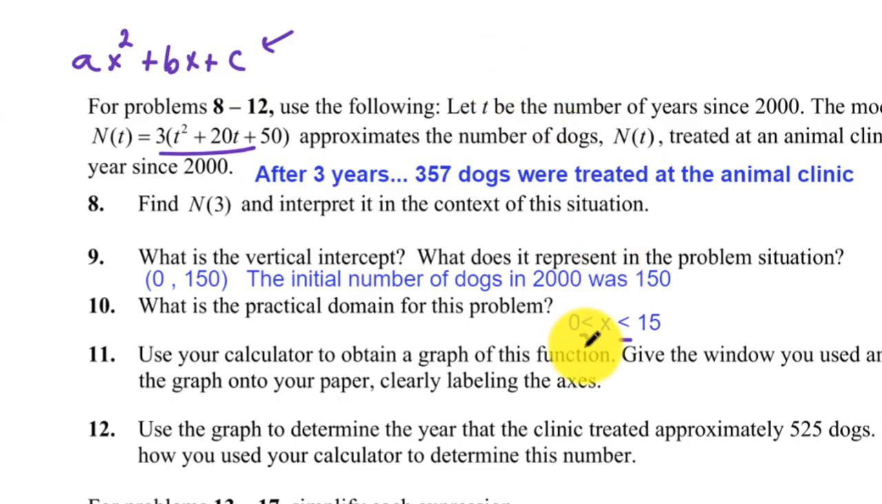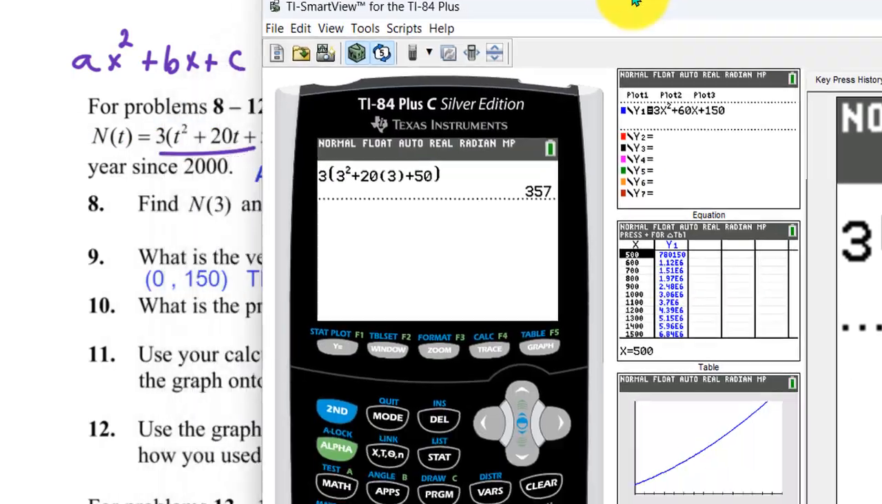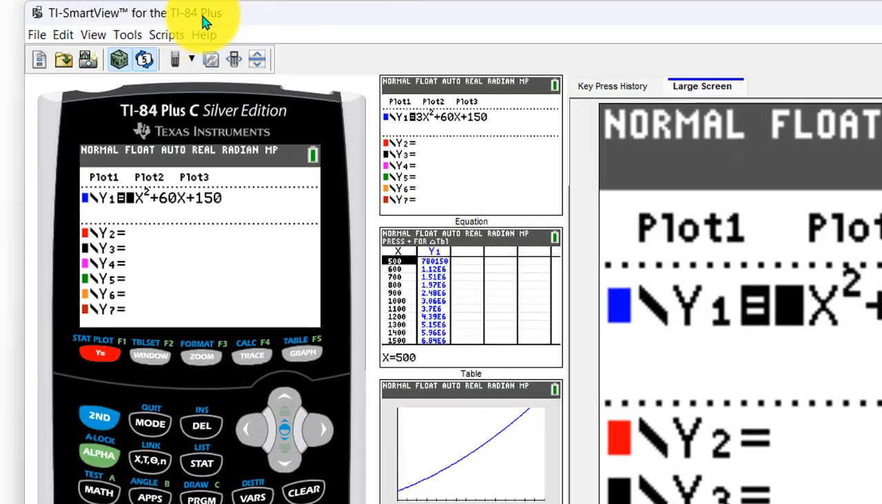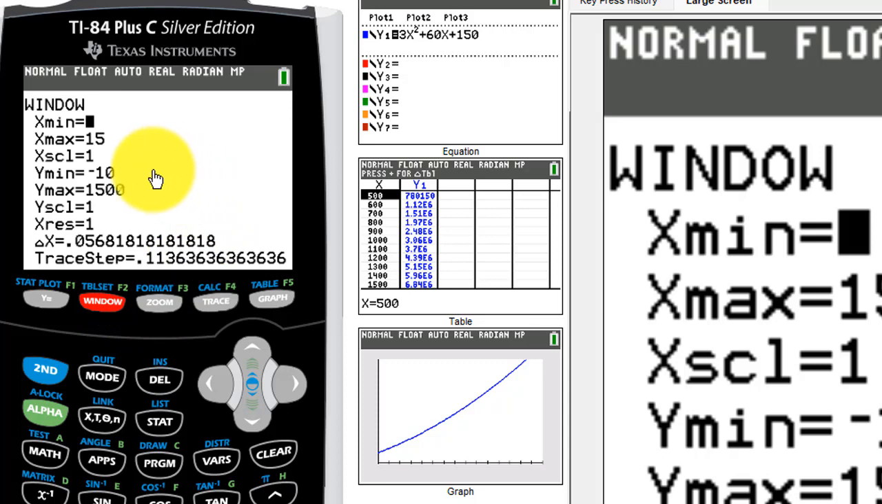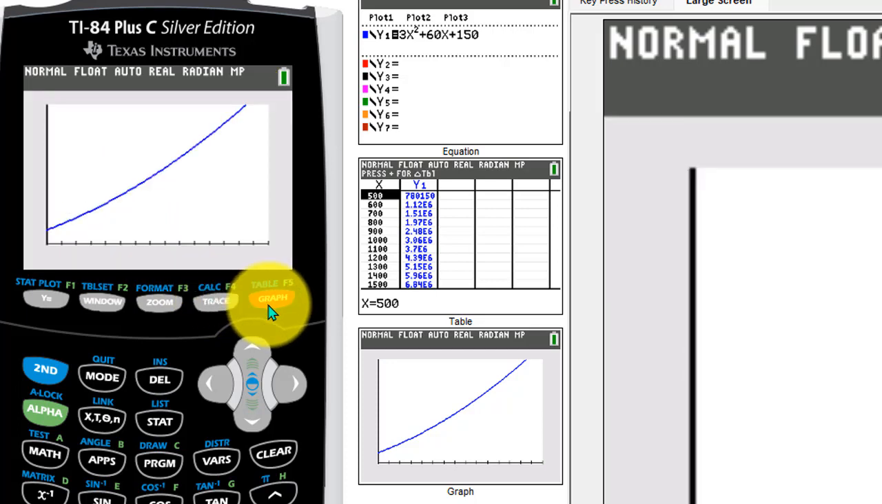All right, use your calculator to graph this function. I'm going to enter this into my y1. So I entered 3x squared plus 60x plus 150. And my window, I went from 0 to 15 years, and then from negative 10 to 1500. This is really my first stab at it. Now, you might say, why did I go negative 10? Sometimes I like to see what's happening below the x-axis. So I press graph, and nothing special, but that's the graph.